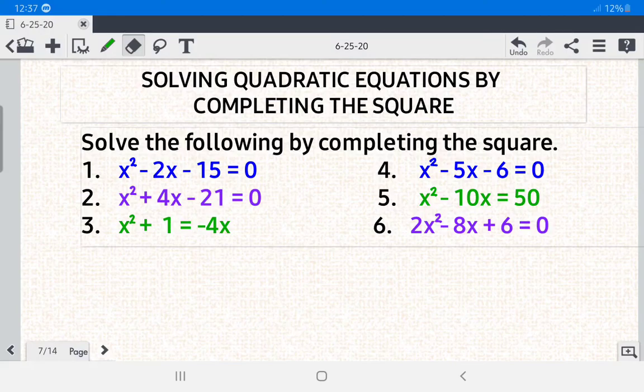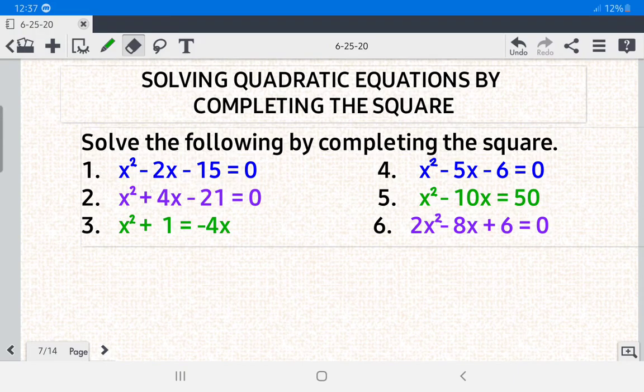Hello everyone, so today we're going to solve quadratic equations by completing the square. We're going to have 6 examples. Number 1, we're going to solve the quadratic equation x squared minus 2x minus 15 equals 0 by completing the square.